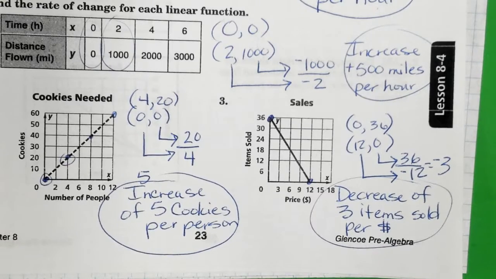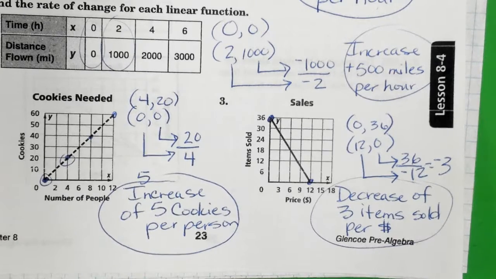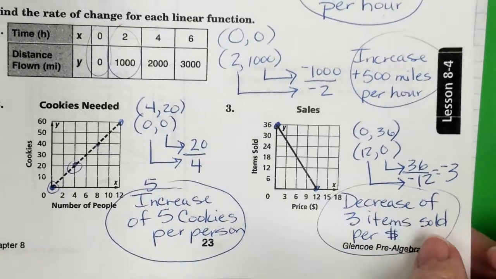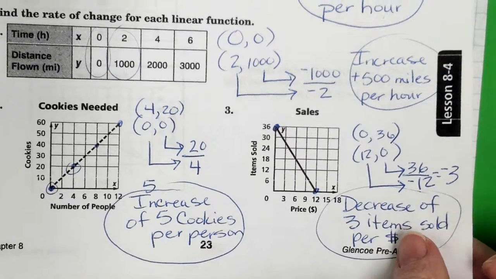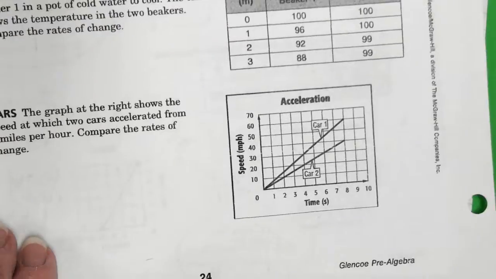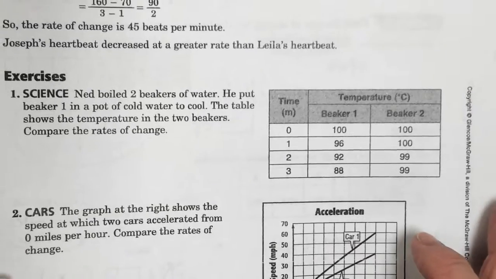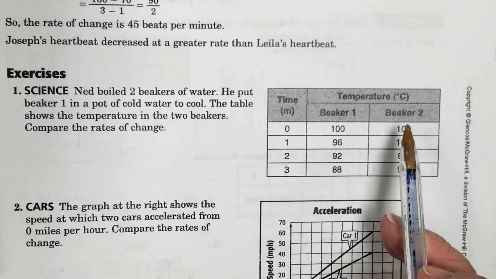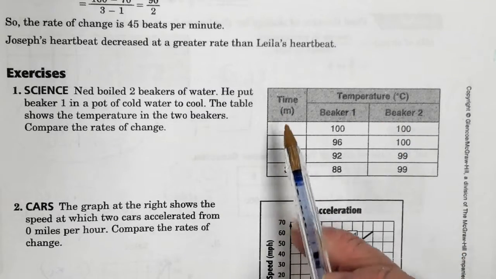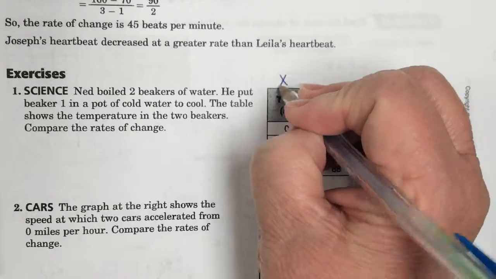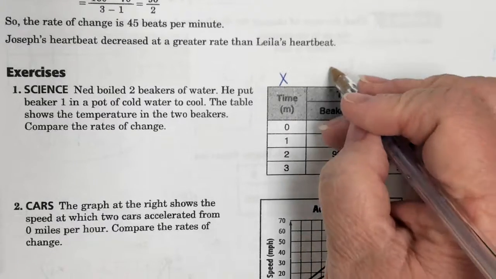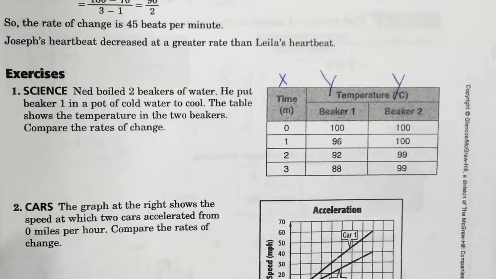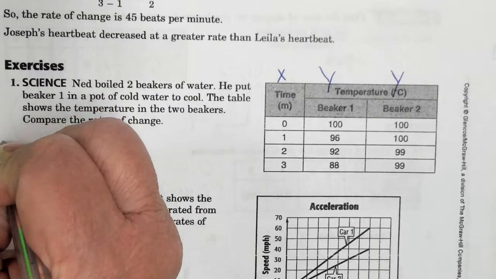All right, so that was finding the rate of change of one situation. Now we're going to do a couple where we have to think about two things happening. So, looking on the back side, in problem number 1, we have 2 beakers, beaker 1 and beaker 2, and this is the X value. This is the Y value for beaker 1, and this is the Y value for beaker 2. Let's go for beaker 1 first.